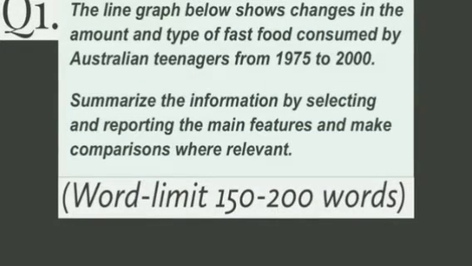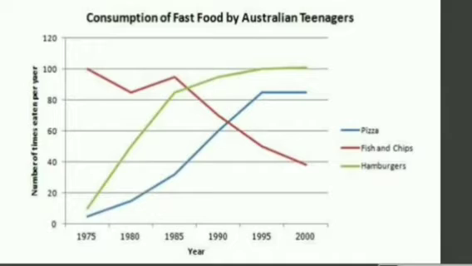Here is a question. The line graph shows the changes in the amount and type of fast food consumed by Australian teenagers from 1975 to 2000. Summarize the information by selecting and reporting the main features and make comparisons where relevant. So this is your question. It's a line graph about the type of fast food consumed by Australian teenagers. And here a line graph is given.